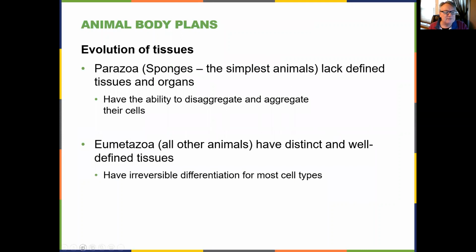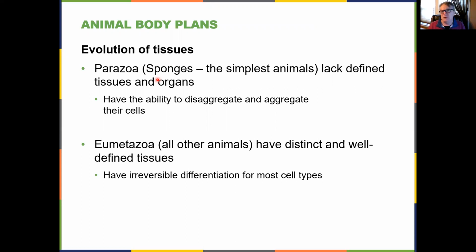So one of the things, just to recall from the previous chapter, is about the evolution of animals in the phylogenetic tree. And we've learned that we have eumetazoa, which is all the animals that have distinct and defining tissues. That's different from the parazoa, which literally means the near animals like sponges, the simplest animals that actually do not have defined tissues and organs. They do actually, therefore, have the ability to disaggregate, so they can break apart and then reaggregate.